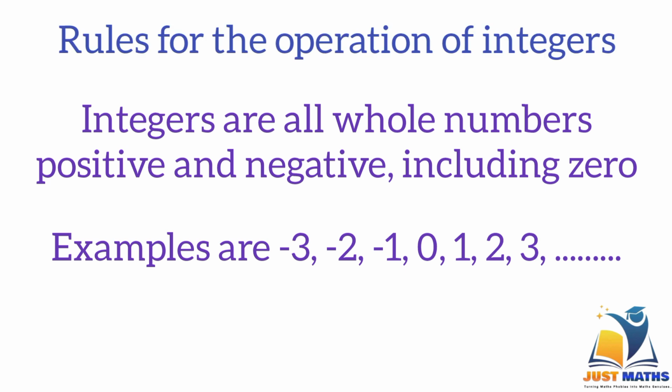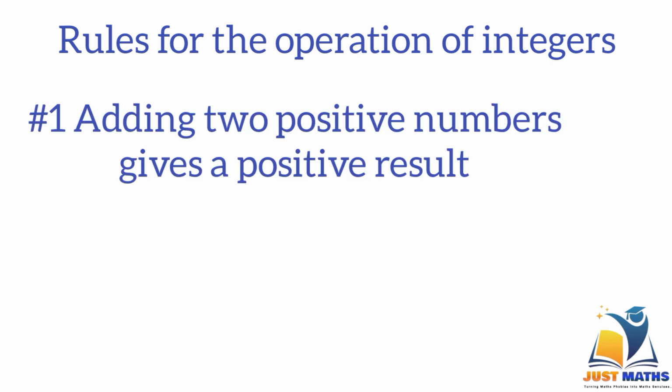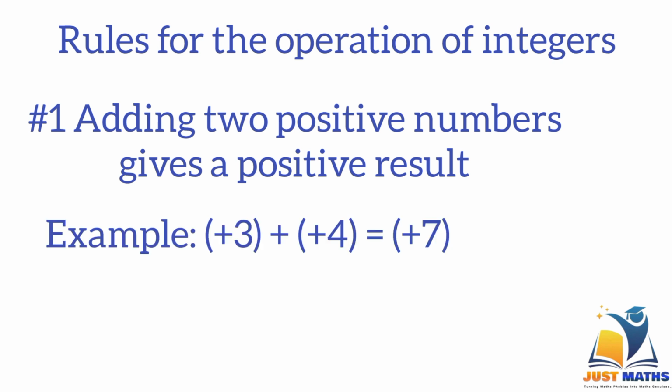Let's look at the rules of the operation of integers. Number one, adding two positive numbers gives a positive result. Example, +3 plus 4 will give you +7. That is your normal 3 plus 4 gives you 7.